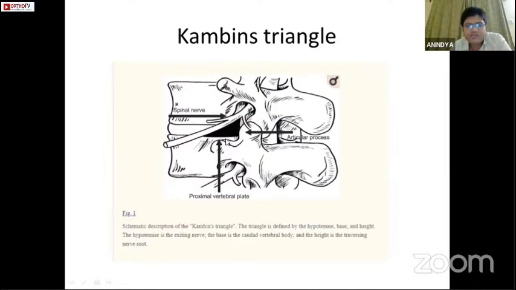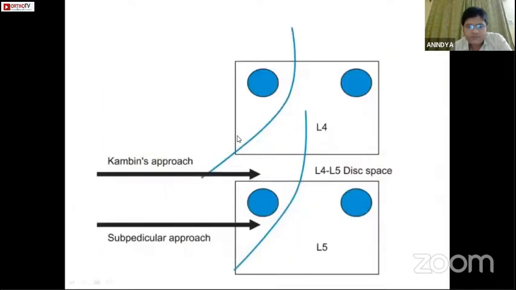This space is also devoid of any neural structures, but your needle will be in between two neural structures, the exiting nerve root as well as the traversing nerve root. This is something important, Cambin's triangle. So this diagram again demonstrates the subpedicular approach and the Cambin's triangle approach. So this area between the exiting nerve root and the traversing nerve root is the Cambin's triangle, and for L5.